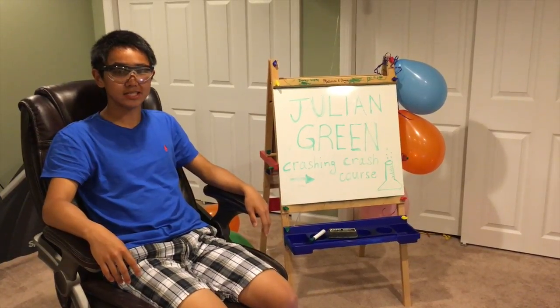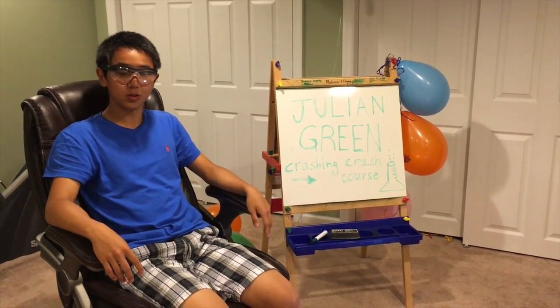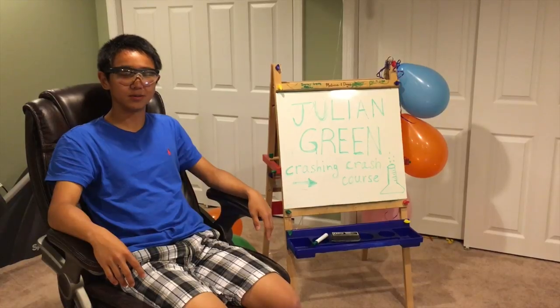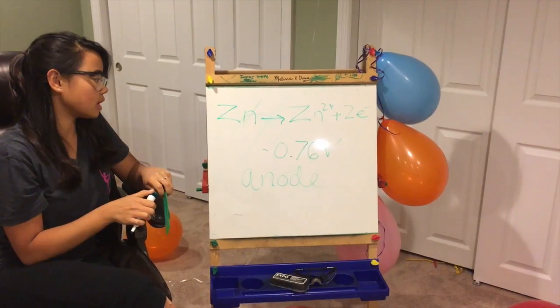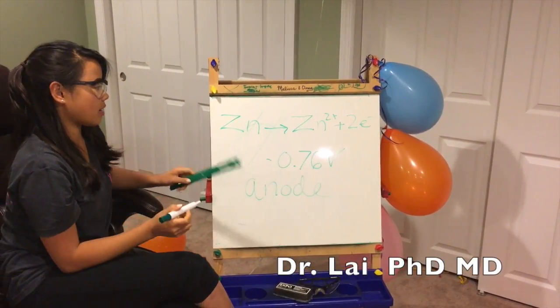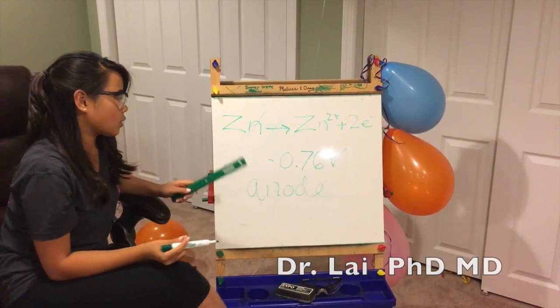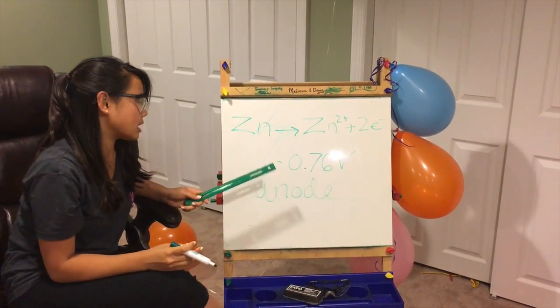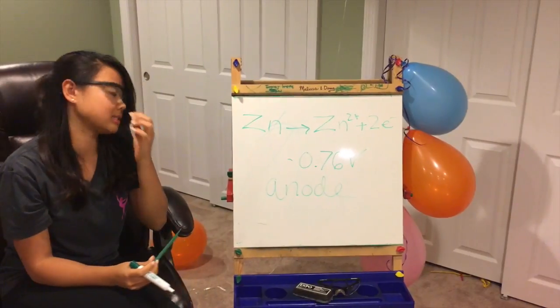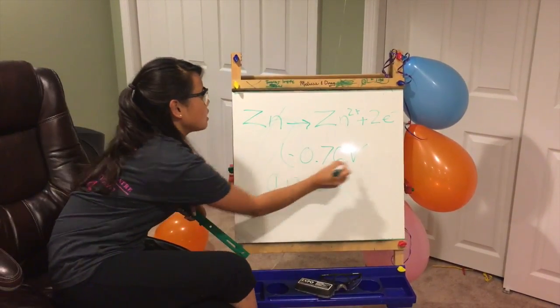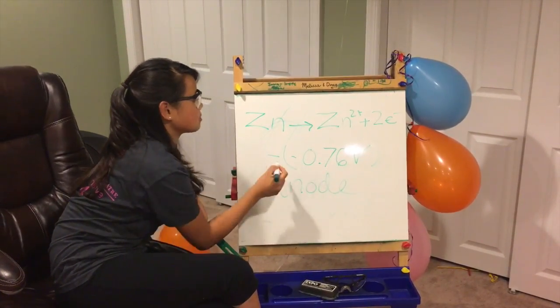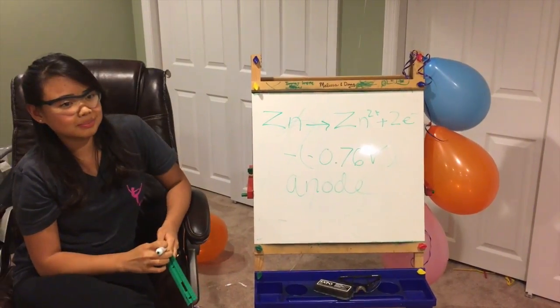Now that we got the basics covered, let's answer the real question. Will this battery be able to power the RV? So in the anode part of the cell, we have oxidation of zinc. And according to the standard reduction table, this is negative 0.76 volts. But since this is the oxidation, we have to negate this, making this positive 0.76 volts.